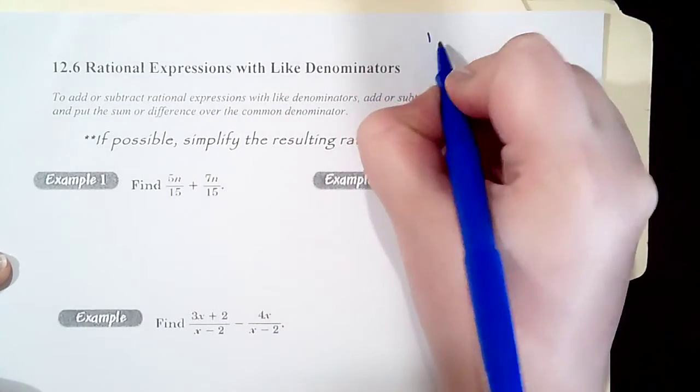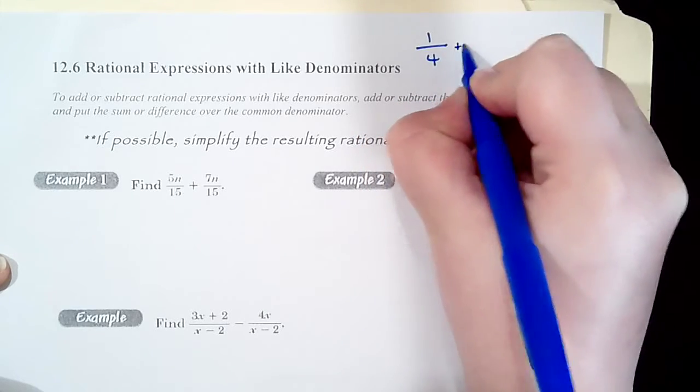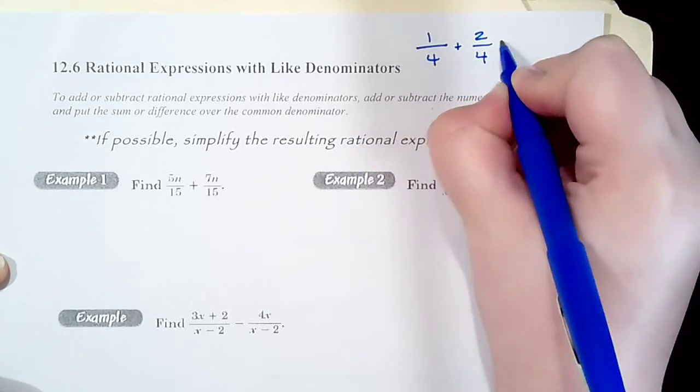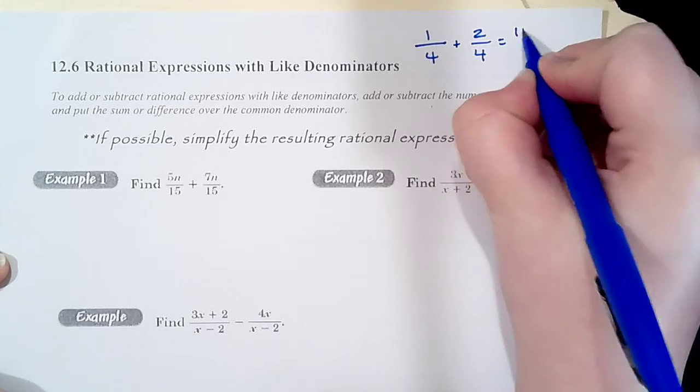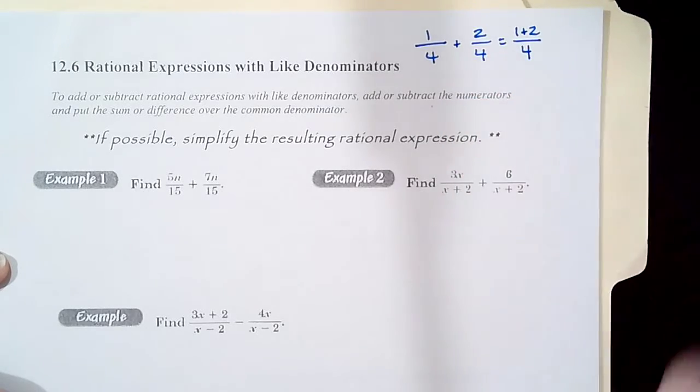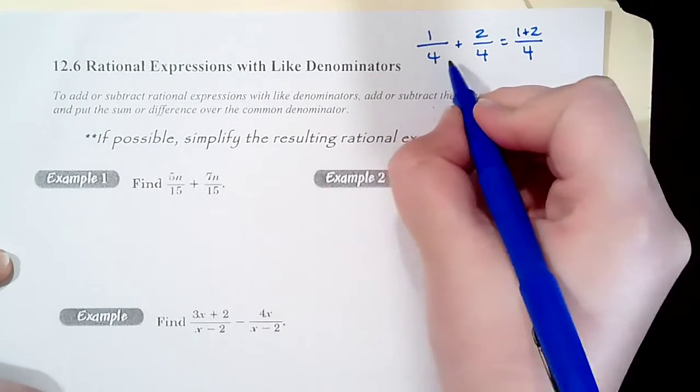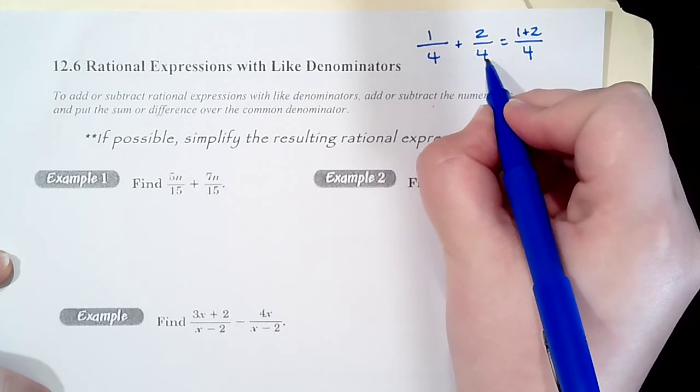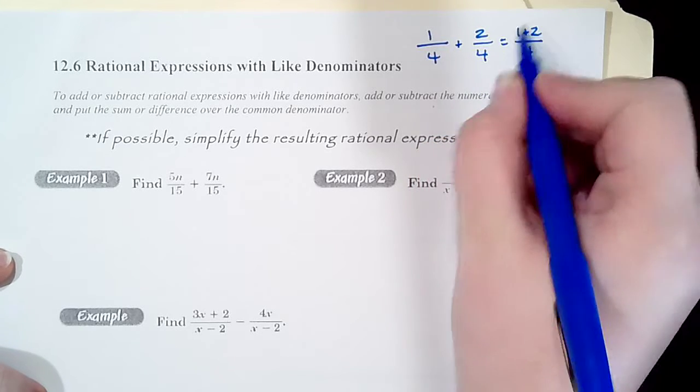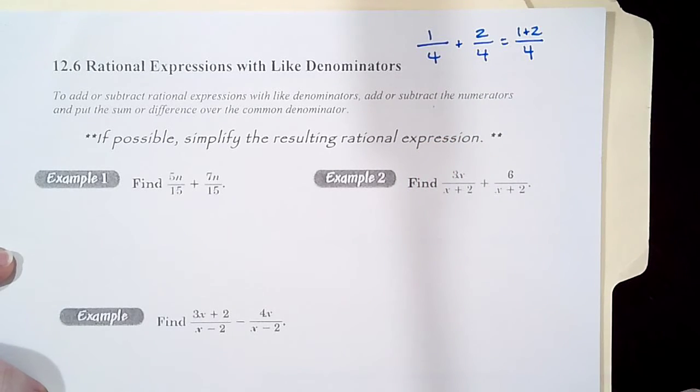If I have 1 over 4 plus 2 over 4, it is the same thing as saying 1 plus 2 over 4. 1/4 of a pie plus 2/4 of a pie is equal to adding the pieces of that pie together and saying I have 3/4 of a pie. Now it might not be the same pie, but anyway, I digress.